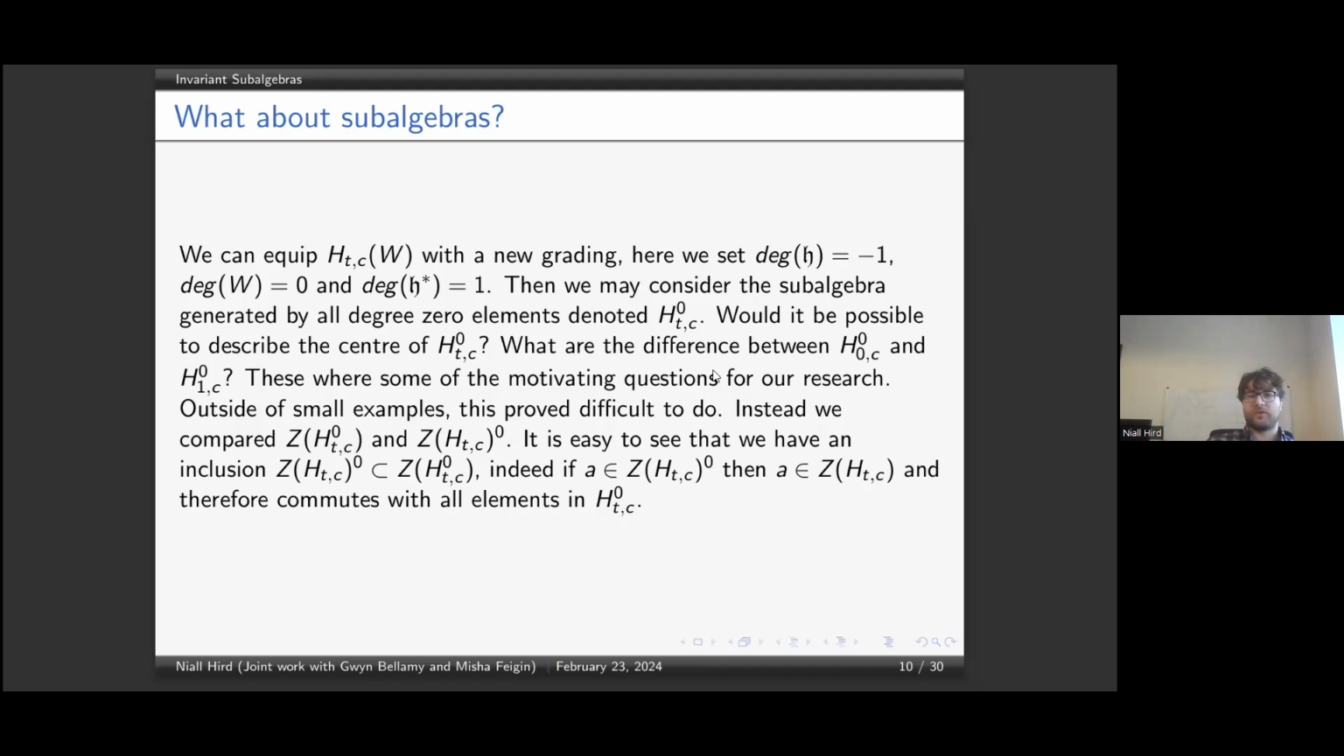So another kind of tactic then, the center is really hard to understand, but maybe we can pick some subalgebras of H and we can better understand those. Maybe the problem gets a bit easier. So that's what we did.